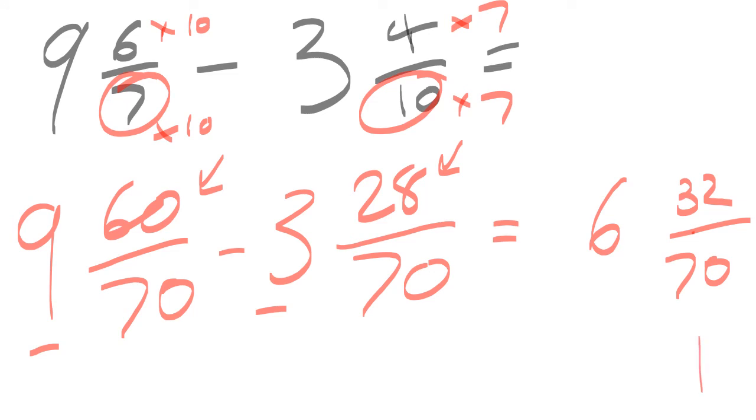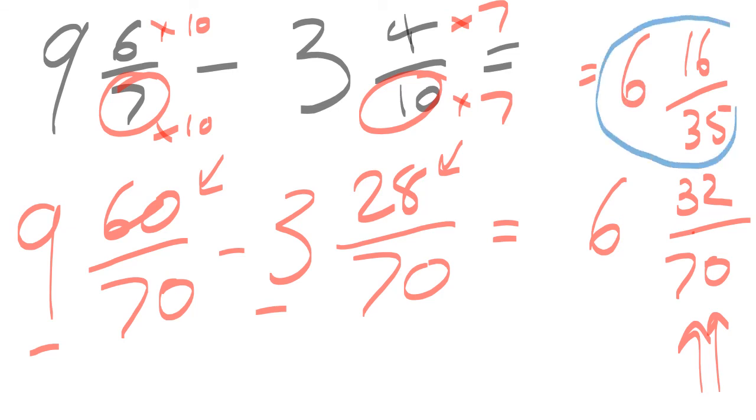You can actually halve this. I know that half of 32 is going to be 16, and I know that half of 70 is going to be 35. So a simplified answer would be 6 and 16/35, which I do believe will be the most simple form of that answer. Let me just double check. Yes, and that's correct.